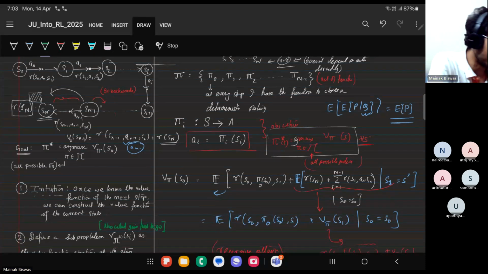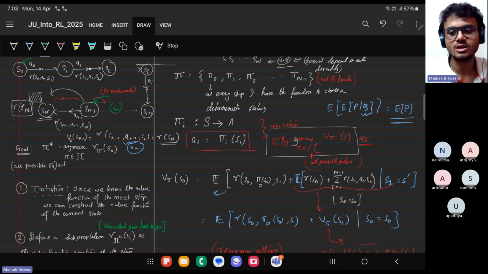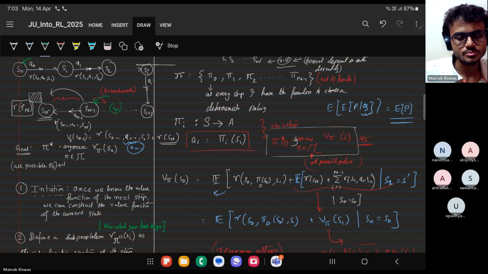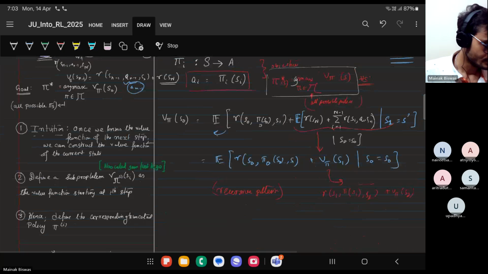And once I know the Sn minus 1 value function, I can go back to Sn minus 2. And I keep going back to S0. So this is just a recursion. Instead of doing the recursion, I am doing dynamic programming, where I start from the end and go back. This is clear? Okay. Either you are understanding everything or understanding nothing.